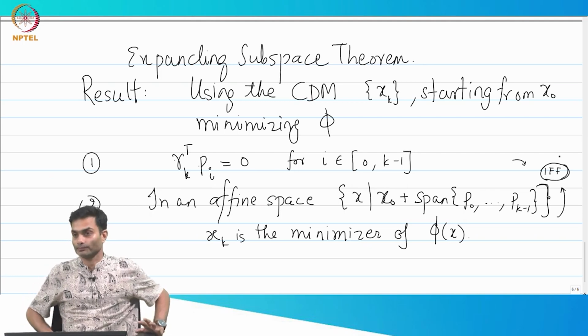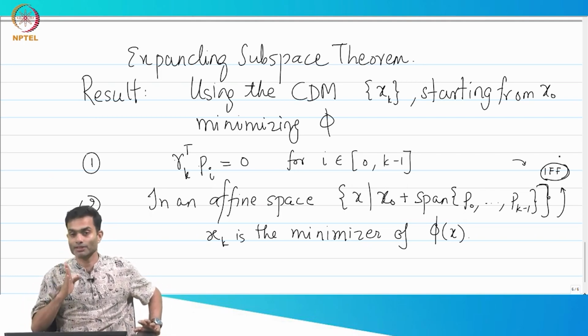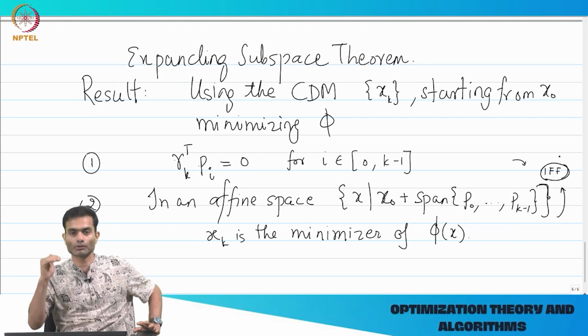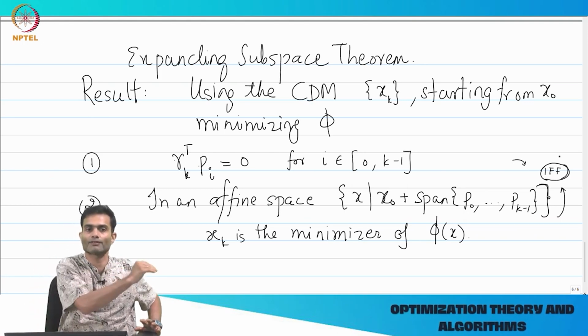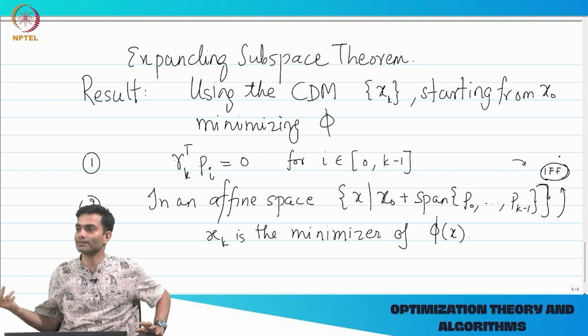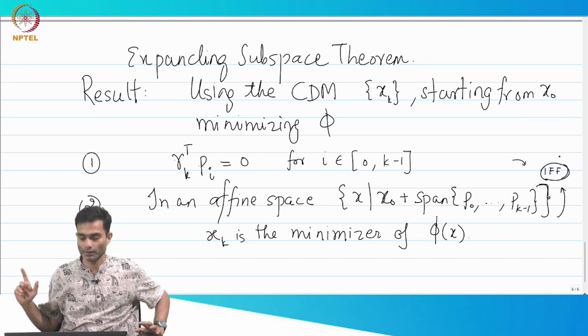Is that clear what is being said? The residual at the kth step is orthogonal to all previous directions in which I have walked. That means I never revisit a direction. Right.